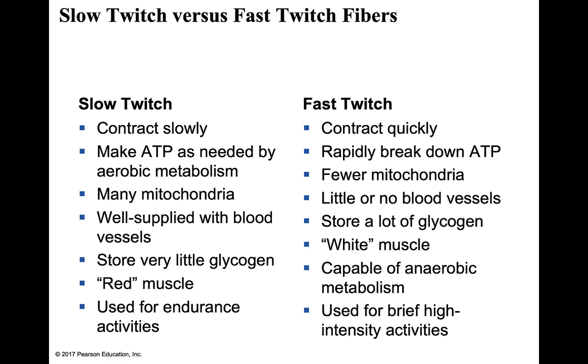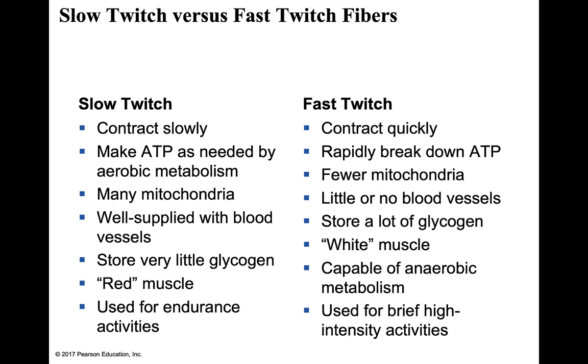Slow twitch fibers are going to generate ATP aerobically. Now, because of this, we're going to see lots of mitochondria, very well supplied with blood vessels, and that should make sense because once again, that blood supply is going to bring nutrients to this working muscle and oxygen. They don't store a lot of glycogen. Okay? We can actually think of this as red muscle, or as we're approaching Thanksgiving, let's think of this as dark meat. Okay? This is the type of fiber that is primarily used for endurance activities.